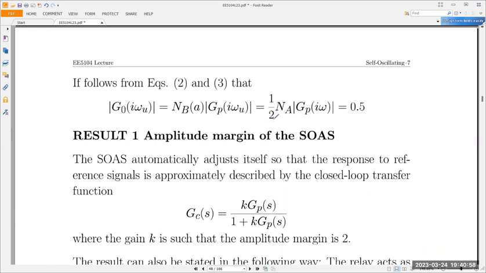Then another key result. This is 1 or -1. If you just consider a magnitude, it's just 1. So finally, the magnitude of the low frequency at this frequency is just 0.5.